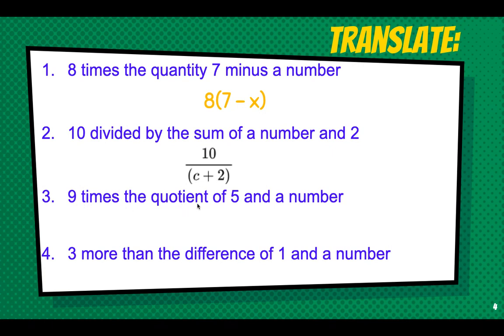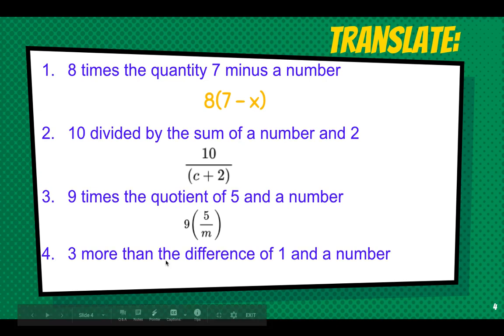9 times the quotient of 5 and a number. Well, quotient tells me that we're dividing. So I have 9 times the quotient of 5 and a number. And again, the order that it was presented to us in the original problem tells us where the n and the 5 line up. Lastly, we have 3 more than the difference of 1 and a number.